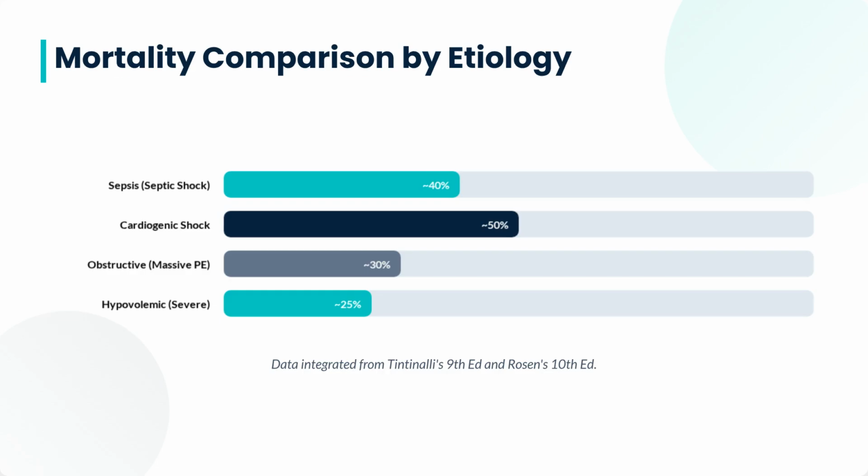Comparing mortality across etiologies, cardiogenic shock has the highest mortality at approximately 50%, followed by sepsis at 40%, obstructive shock at 30%, and severe hypovolemic shock at 25%.